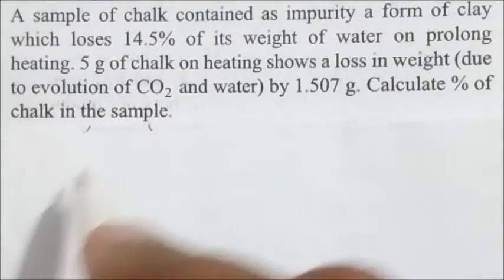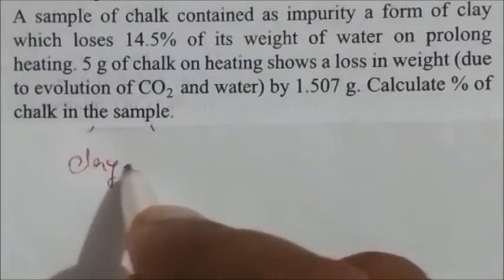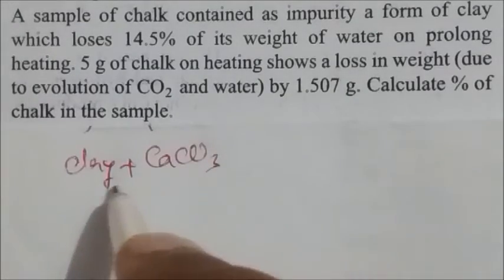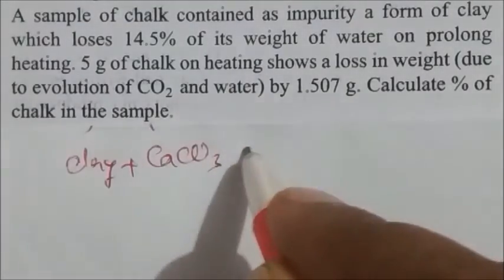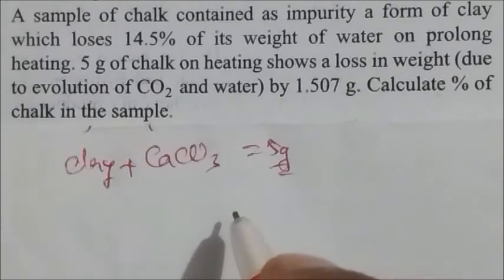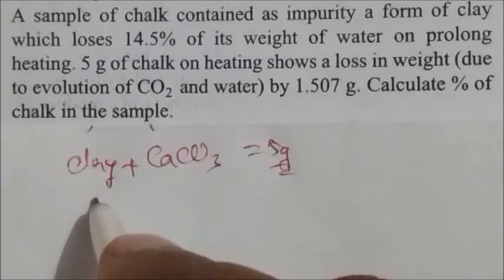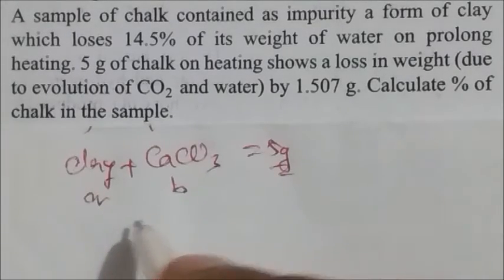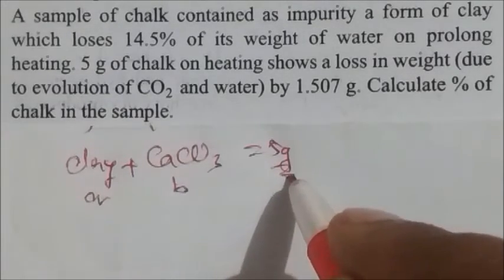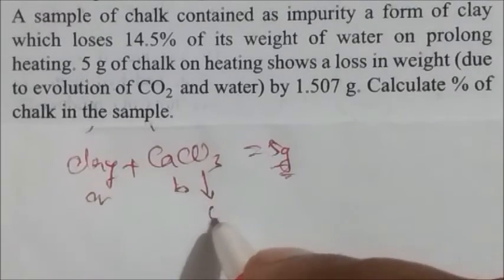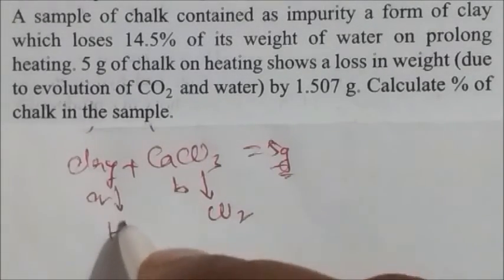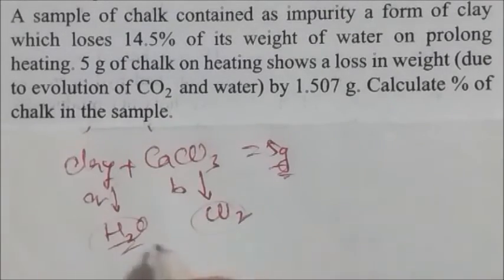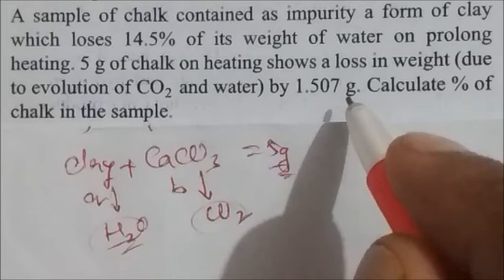So we have two samples. One is your clay and second is your calcium carbonate, that is chalk. Okay, and their mass is given 5 gram. So suppose this is A gram, this is B gram. Calcium carbonate is B gram and clay is A gram. So total weight is 5 gram. Now if you heat calcium carbonate, it will give you carbon dioxide, and it will give you water. So these two are lost, H2O, and their weight is 1.507 gram.